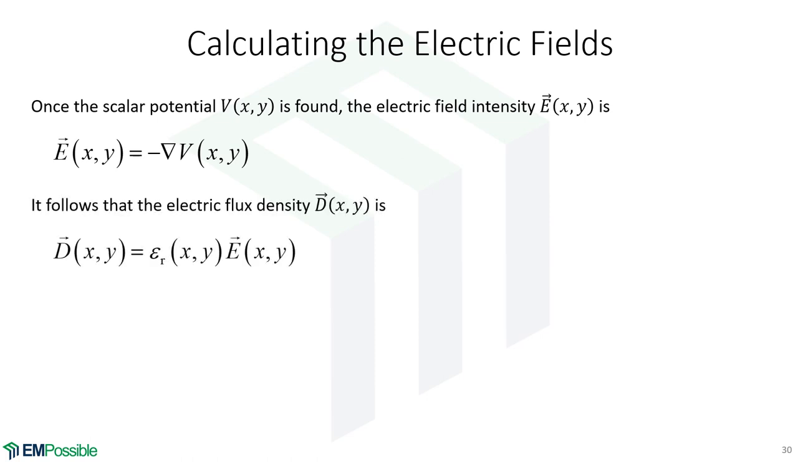We have our constitutive relation. So if we take this electric field intensity we just calculated, multiply by this dielectric function point by point, we'll get our electric flux. And now we have D.